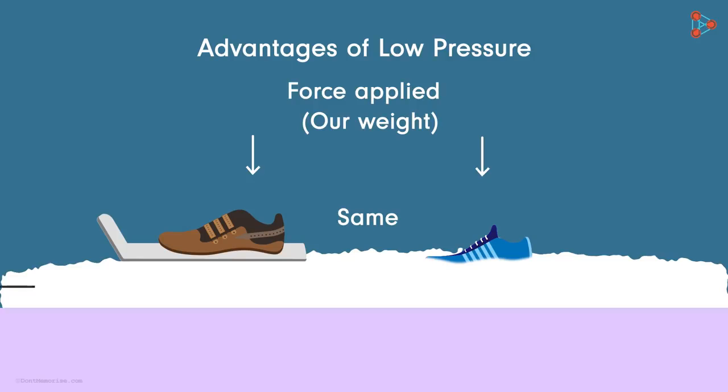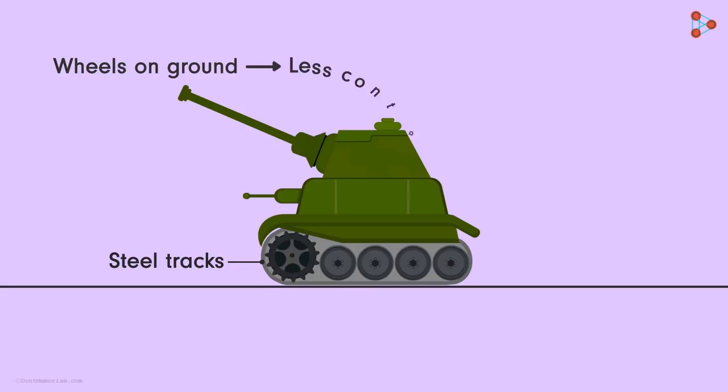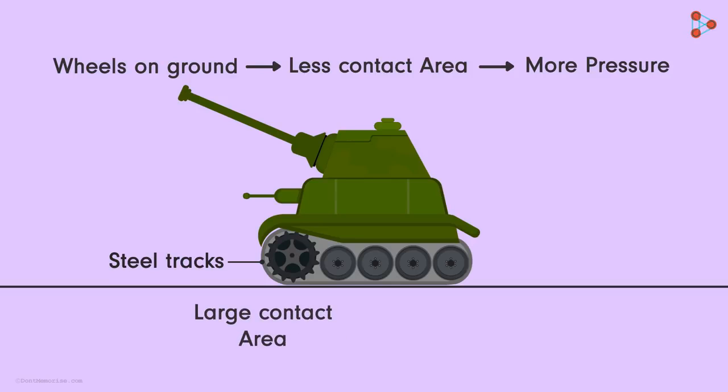Have you ever wondered why the wheels of an army tank run on steel tracks rather than on the ground? Notice that the wheels are on steel tracks and are not touching the ground. The army tank is huge in size. If the wheels run on the ground, due to less contact area with the ground, the pressure on the ground will be massive. However, the tracks have a much larger area of contact with the ground and hence the pressure on the ground is reduced to a great extent.